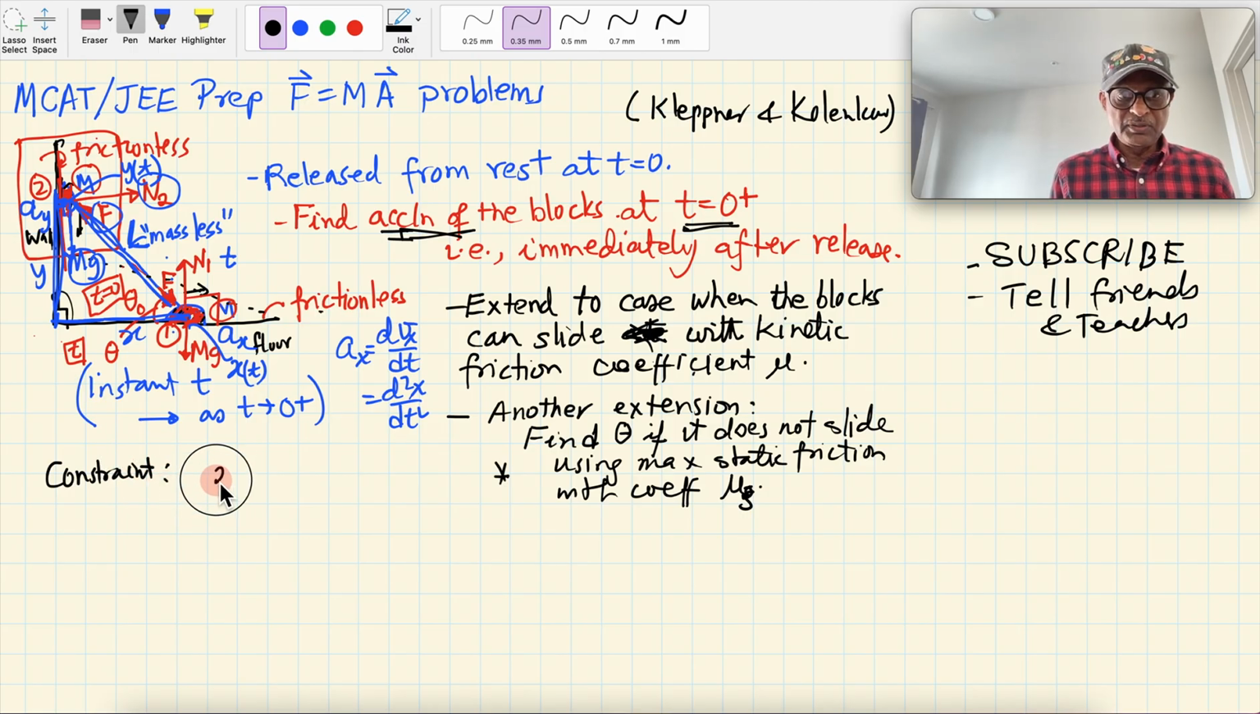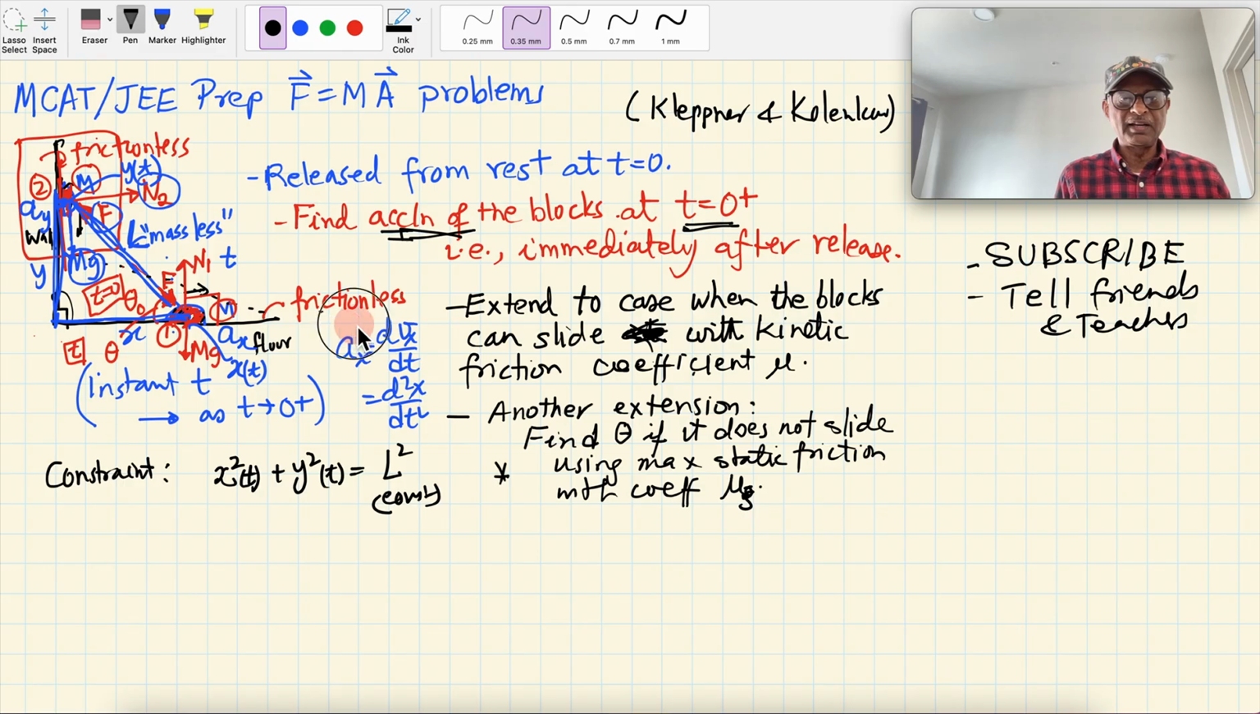We've taken into account that x squared at any time plus y squared at any time must equal L squared, which is fixed. This must be the case, which means the acceleration over here must equal the acceleration of that one over there. That must be equal. It will not be equal. It will be related to it, okay? It will be related to it.